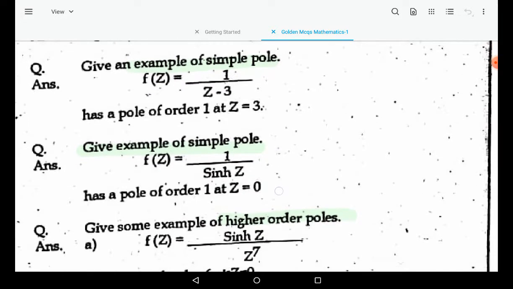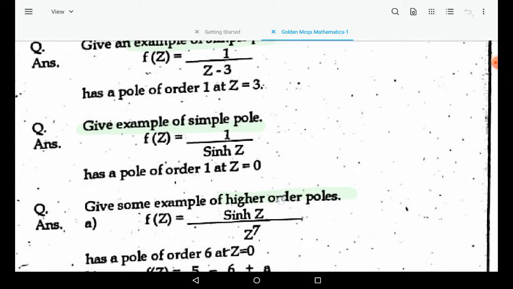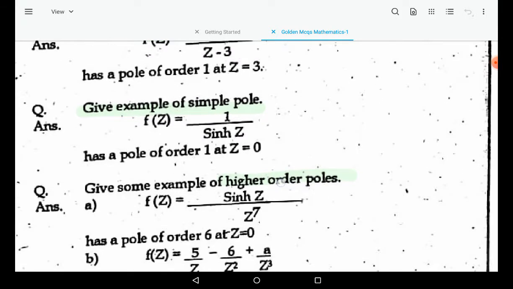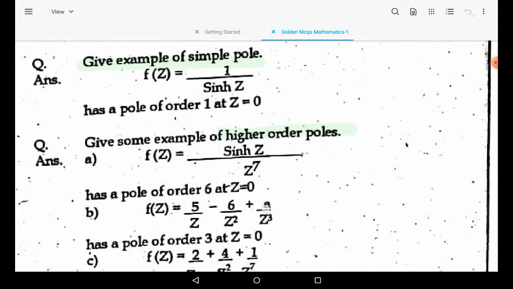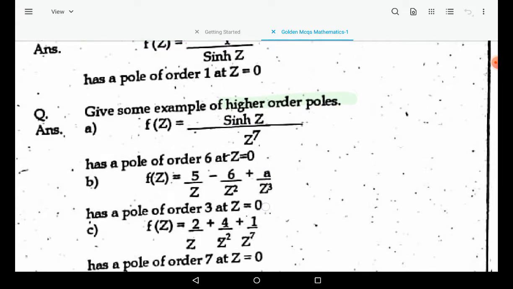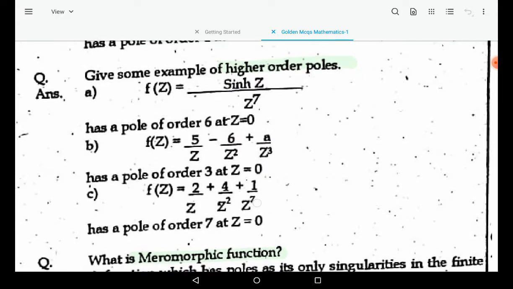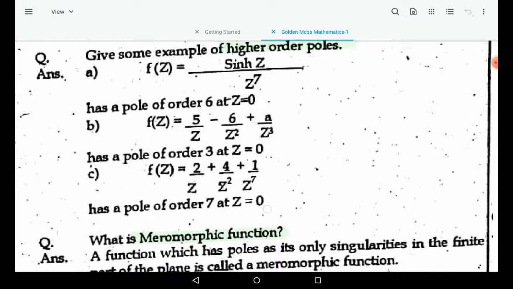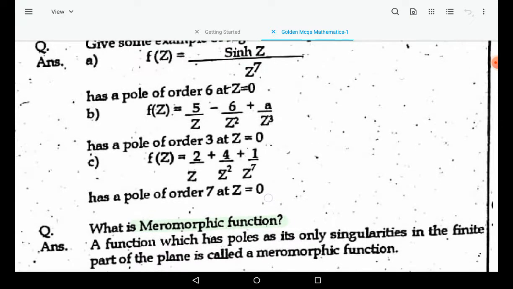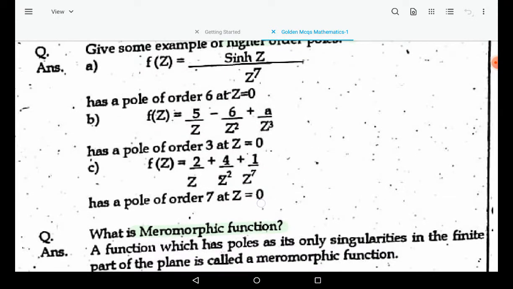f(z) = 1/(z - 3) has a pole of order 1 at z = 3. Give an example of a simple pole. f(z) = sinh z / z² has a pole of order 1 at z = 0. Give an example of a higher order pole. f(z) = sinh z / z⁷ has a pole of order 6 at z = 0.